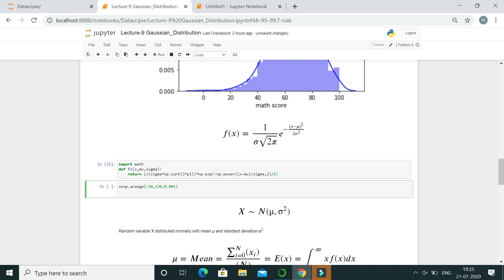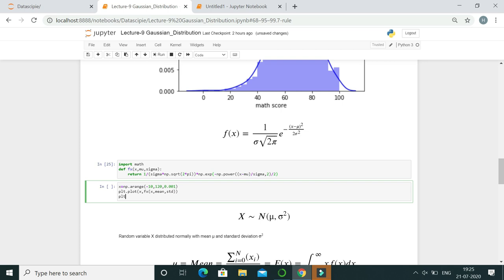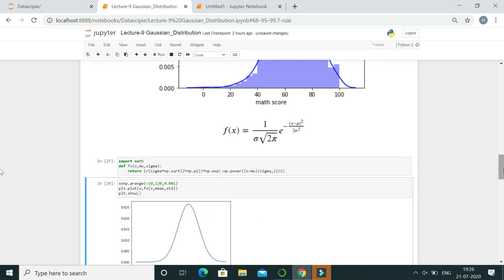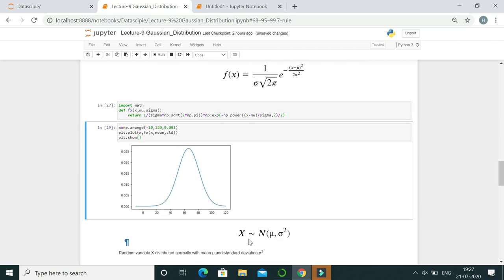Next we have to plot it. For that, plt.plot x, and y parameter f of x, with x itself, mu as the mean which we already calculated, and sigma as the standard deviation, std. Okay, and when we plot it, plt.show, we would get this bell curve. Our normal distribution curve is also specified in this form.